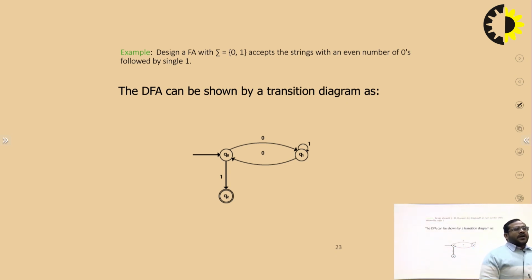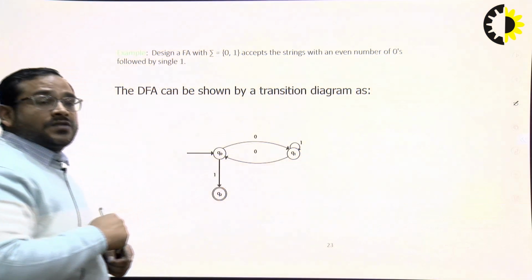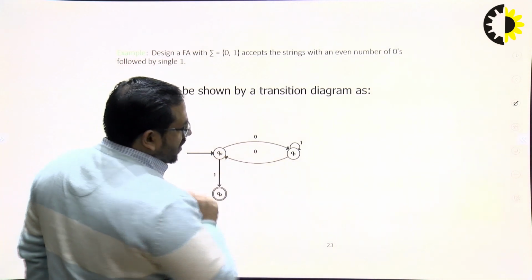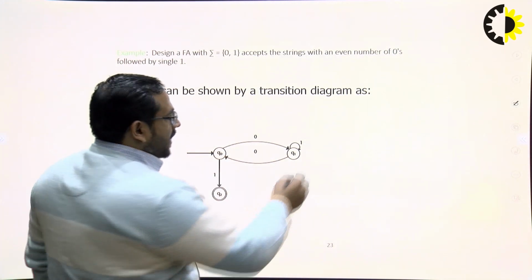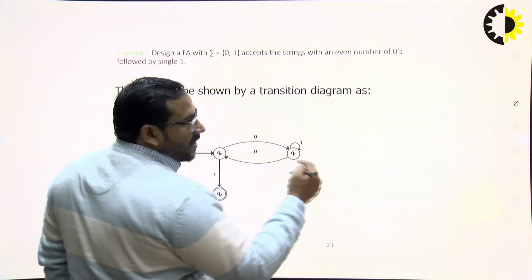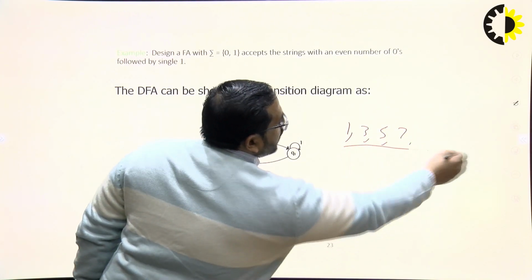Accept the string with an even number of 0s followed by a single 1. So this is also an example: 0 0 0 0 0 0, which is an even number of 0s. An odd number of 0s is whenever it comes into the Q1 state, like 1 2 3. Whenever I have reached Q1, the number of 0s is 1, 3, 5, 7 and so on.